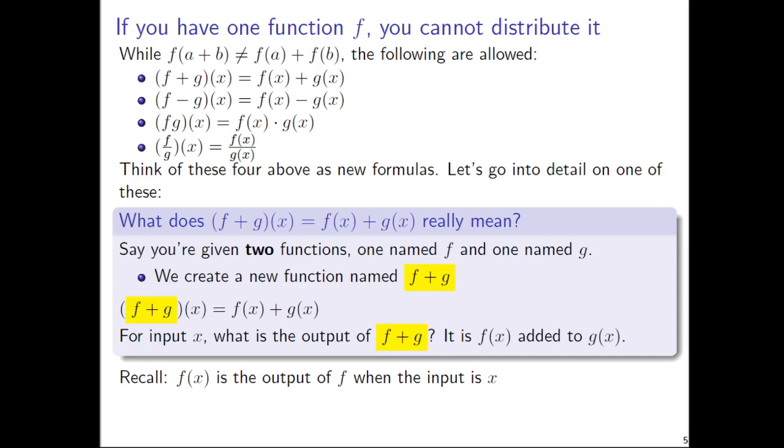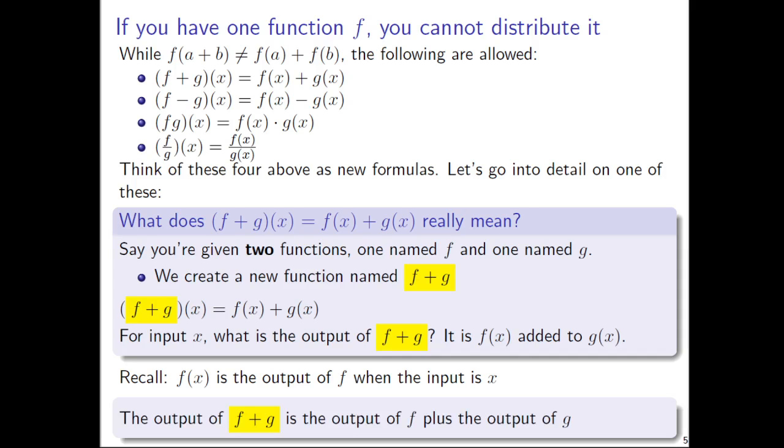f of x is the output of f when the input is x. You really need to use this language of input and output. If you don't use that language of input and output, all this is just going to be confusing mumbo jumbo. So make sure to be using this kind of language. f of x is notation. Be sure to say that f of x represents the notation for the output of f when the input is x. Okay, so to summarize the language that's here, this is not as specific because it doesn't mention x, but I hope this summary is helpful: the output of f plus g is really the output of f plus the output of g.